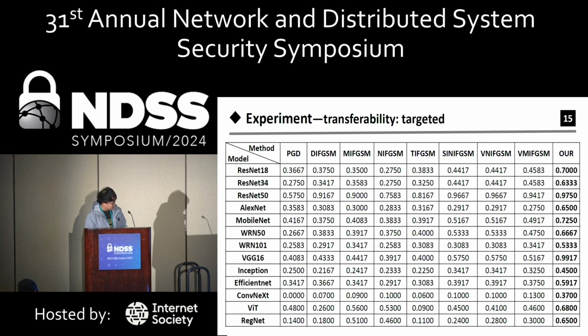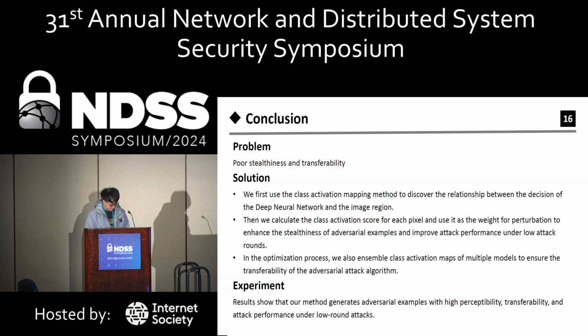From the table, it can be seen that our method has better transferability than 9 baseline methods under the target attack. Compared with the attack method VMIFGSM, our method improves the average attack ability against 13 target models by about 23%. In conclusion, we solved 2 problems.